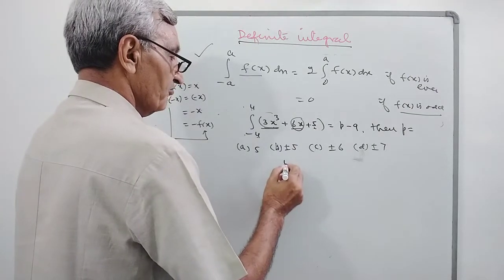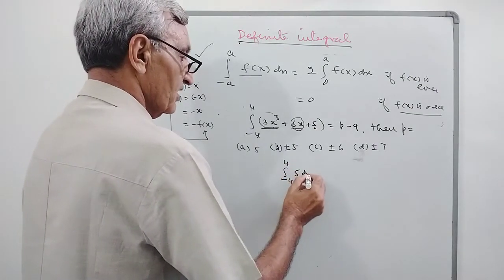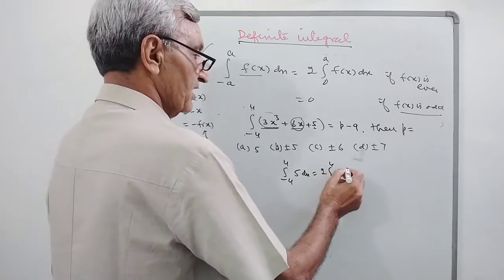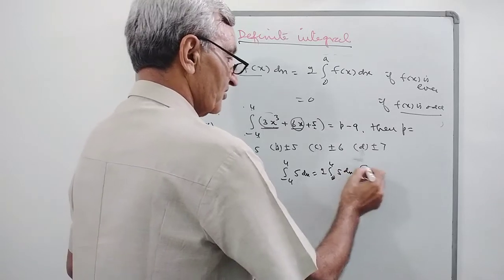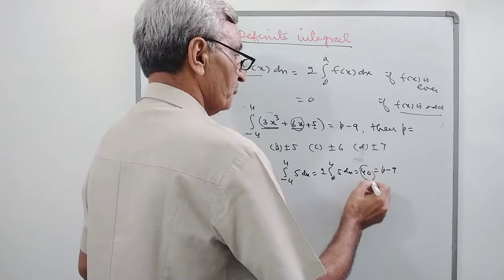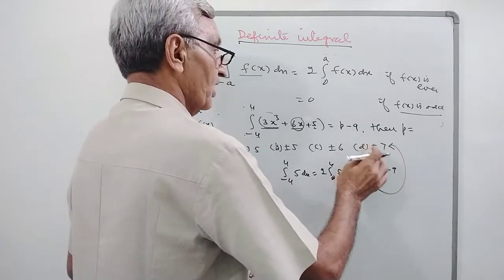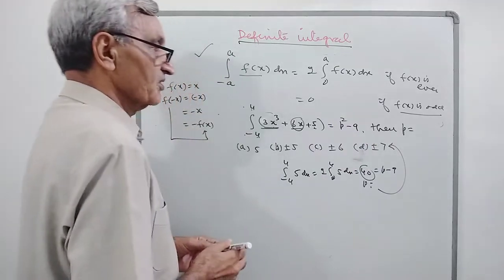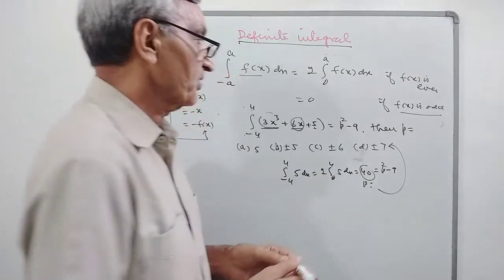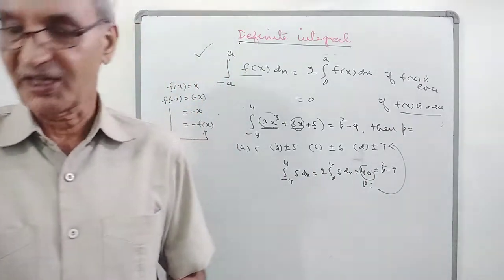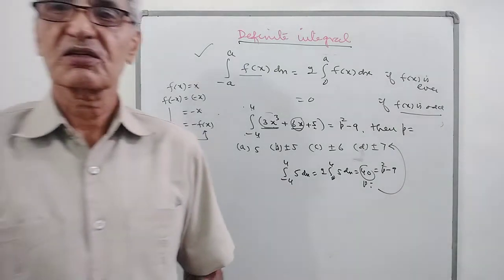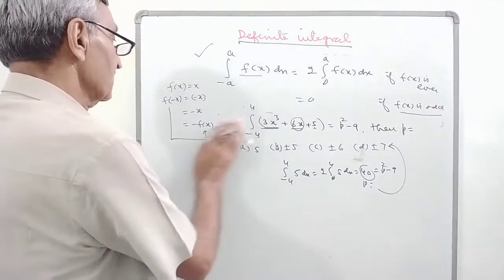The integral from -4 to 4 of 5, which is even, is equal to twice the integral from 0 to 4 of 5 dx, which is equal to 5x from 0 to 4 times 2, which is 40, and 40 is equal to p square minus 9. Therefore p square is 49, so p is equal to plus minus 7. This question was on p square. So this is how I do this question. One question this way has been asked.